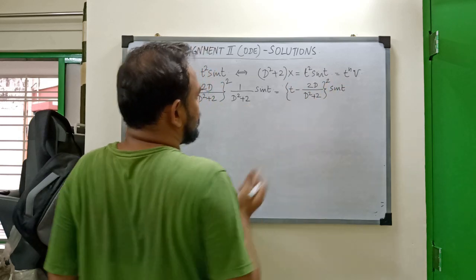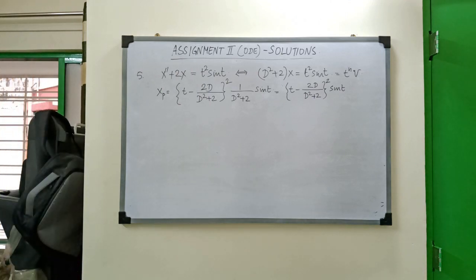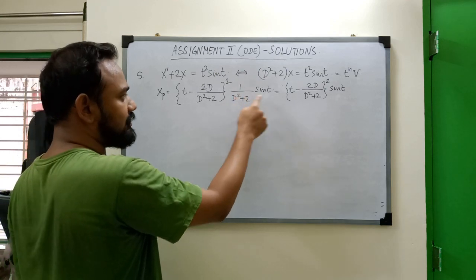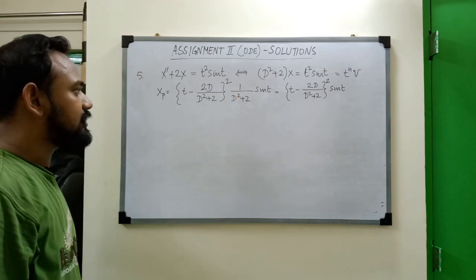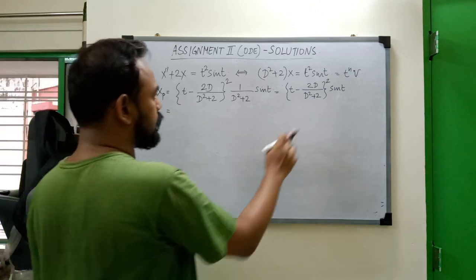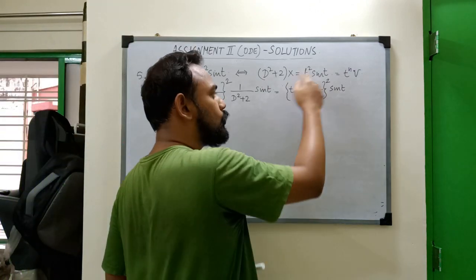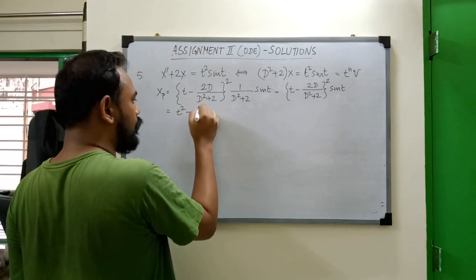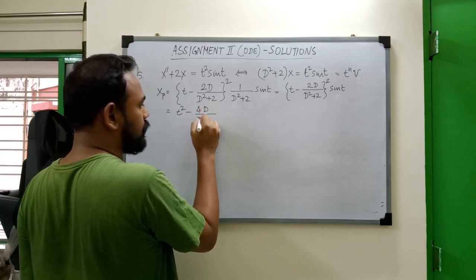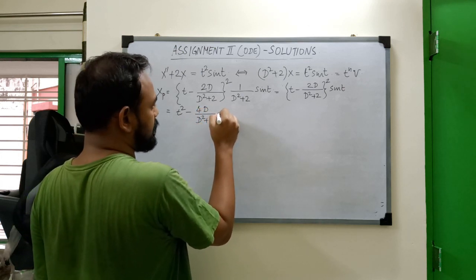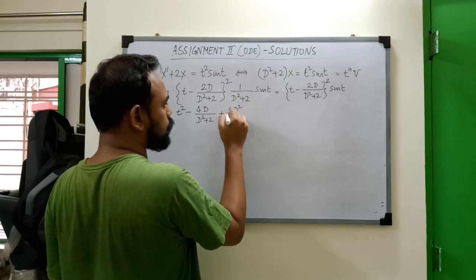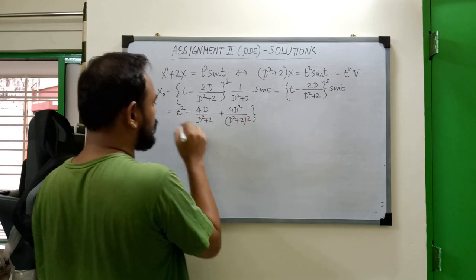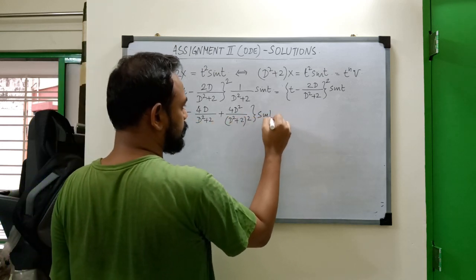This keeps sine t as it is. It doesn't change sine t at all. This operation is good. So let's just do this. Again, we're working in a ring, so we can just multiply things. So it's just going to be t square minus 4dt over d square plus 2, plus 4d square by d square plus 2 whole square, and this whole thing acts on sine t.